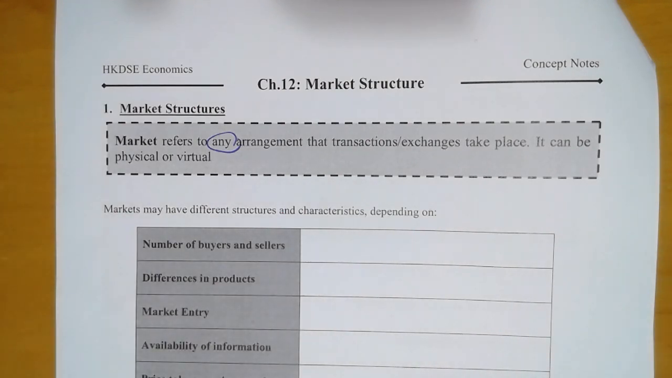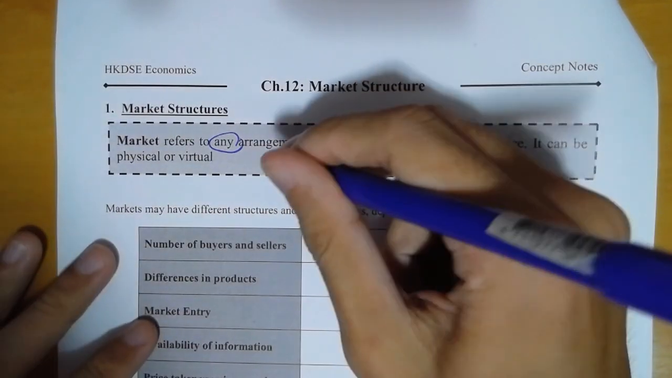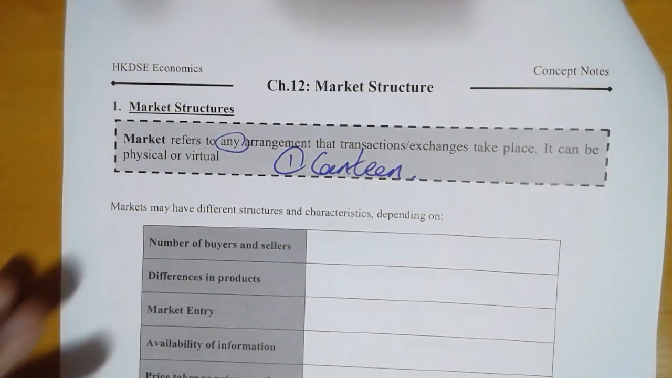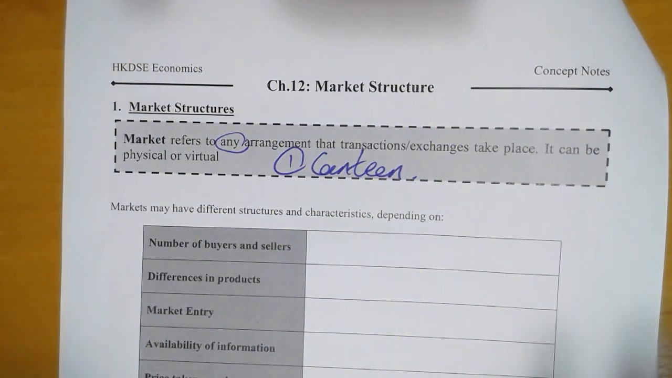Now, for example, when you go to your canteen, let's say example 1, we have our canteen. Now, I don't know whether you have tried a new canteen or not. It's actually not bad. Okay, now you see, you pay money, you get a good, right? You pay money, you get food. This is a transaction. So there is a market.